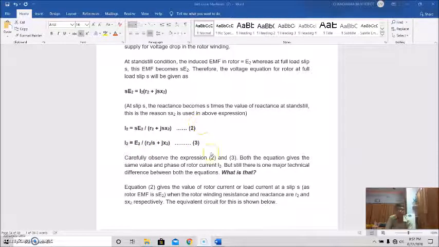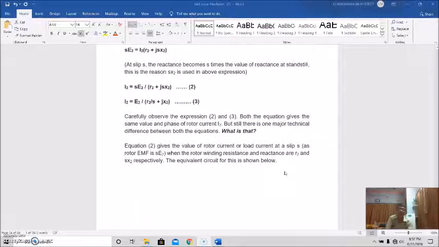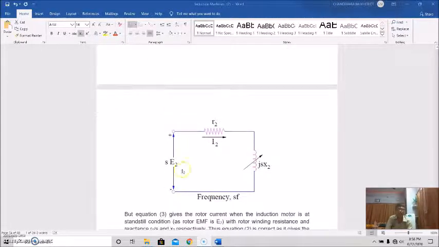There is a basic difference between these two equations. Though the current is the same, there is one major technical difference, because equation 2 gives the value of the rotor current or load current at slip S, as the rotor induced EMF is SE2, when the rotor winding resistance and reactance are R2 and X2 respectively. The equivalent circuit for this equation will be like this. This is the induced EMF, this is the rotor current, this is the rotor resistance, and this is the rotor reactance. This is at slip frequency in the rotor.